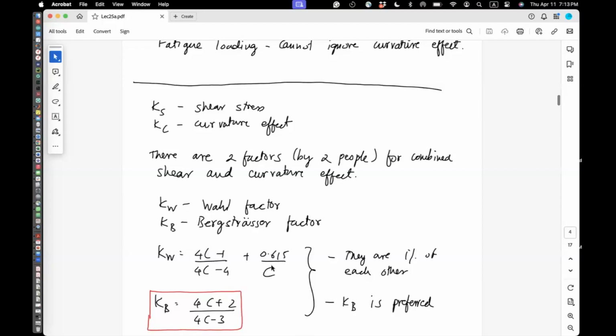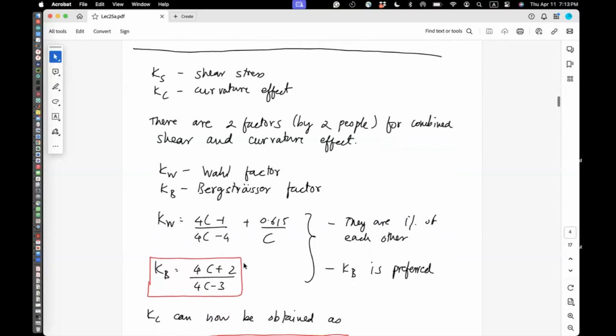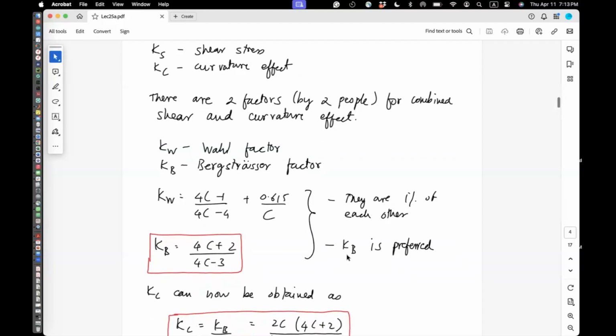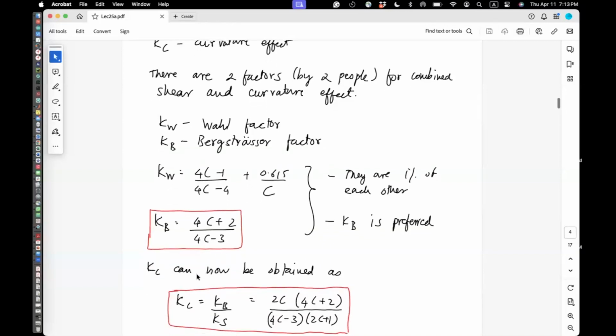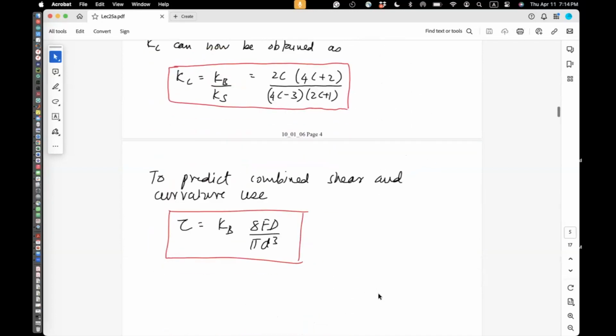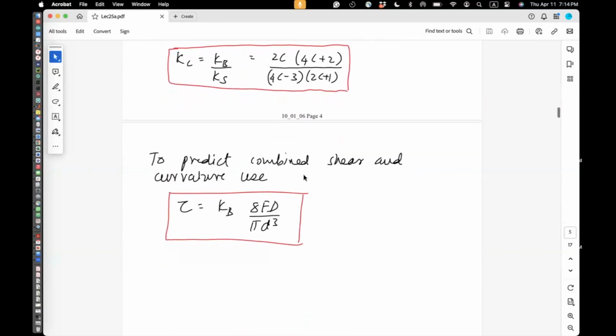Kw is given by this formula and Kb is given by this formula. You can check that these formulas are within 1% of each other. What we're going to do in this course is stick with Kb, the Bergsträsser factor. Kc, the curvature effect, can now be obtained from Kb and Ks. Kb and Ks were written in the earlier section as follows. So to predict the combined effect of shear and curvature, we use this formula, tau equals Kb times 8FD divided by pi d cube, where Kb is the Bergsträsser factor.